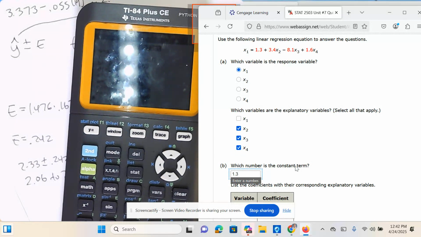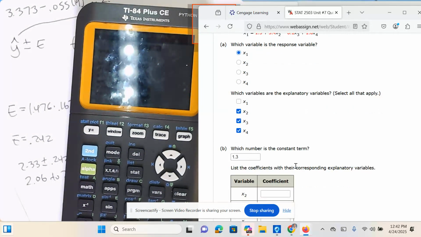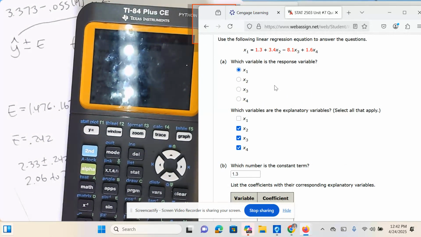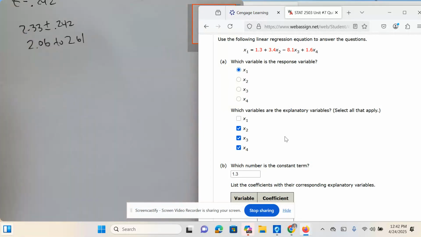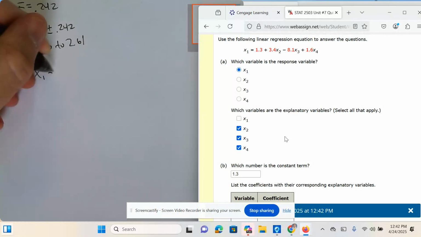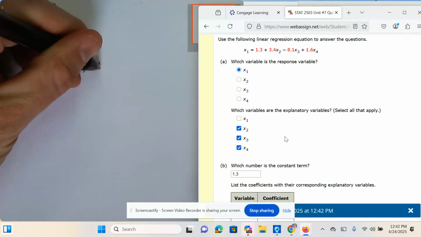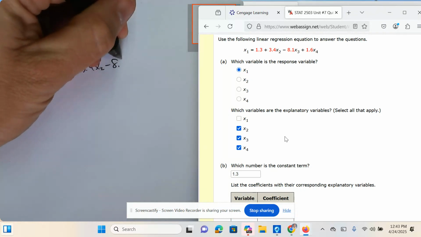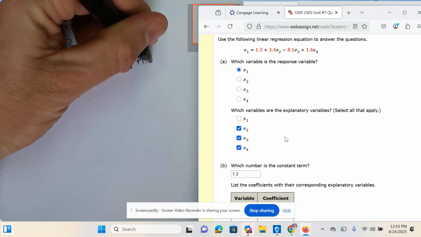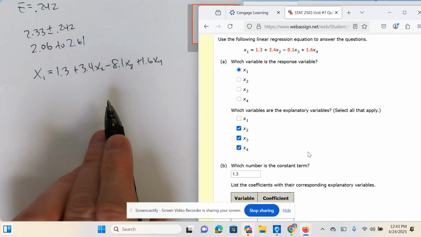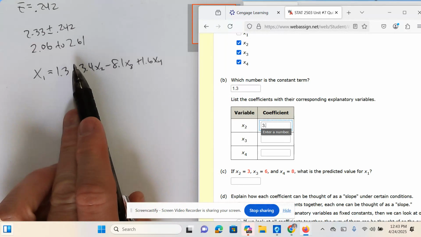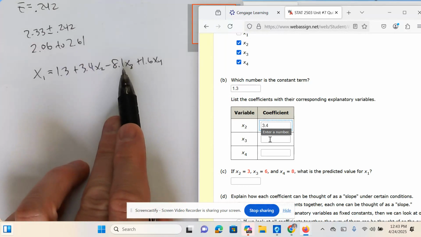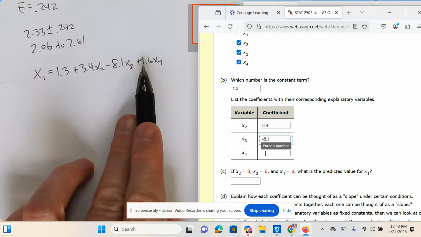List the coefficients of their corresponding explanatory variables. I'm going to copy this equation now because I'm going to need it in a moment. X1 equals 1.3 plus 3.4 x2 minus 8.1 x3 plus 1.6 x4. So my coefficient of x2 is 3.4. My coefficient of x3 is negative 8.1. My coefficient of x4 is 1.6.